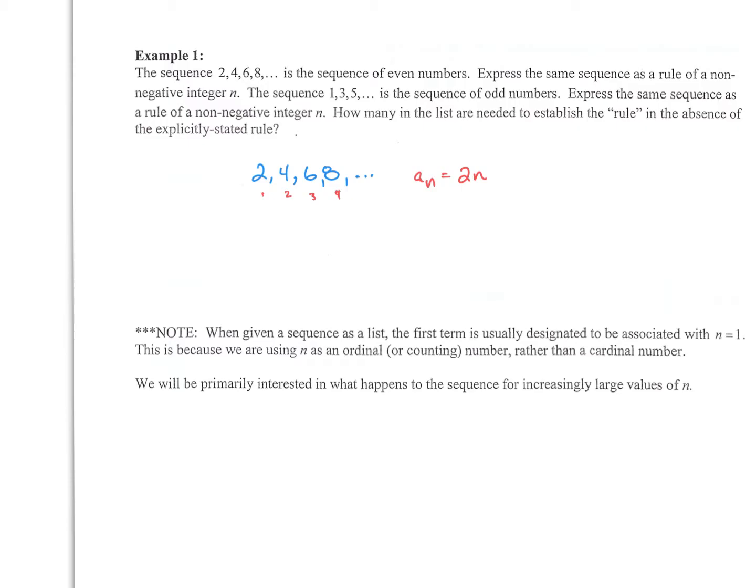Following me? All right, let's keep going. The sequence 1, 3, 5 is the sequence of odd numbers. Express the same sequence as a rule of a non-negative integer n. All right, so 1 is my first, 3 is my second, 5 is my third. So again, they're increasing by what? 2. So it's 2 times n, but then what? We have to subtract 1. All right, so my a sub n is 2n minus 1.